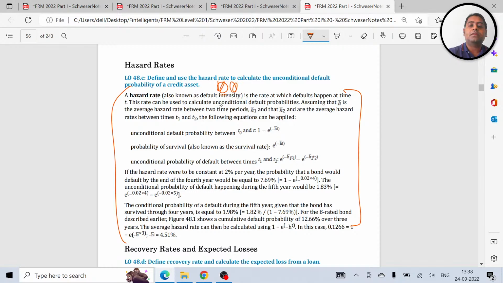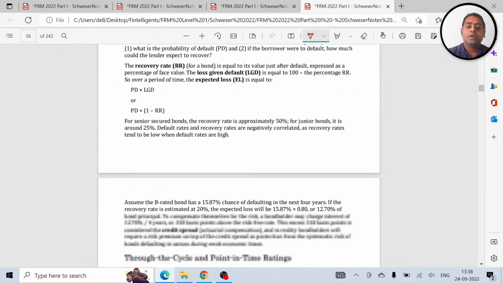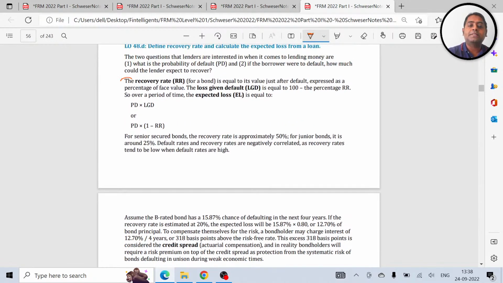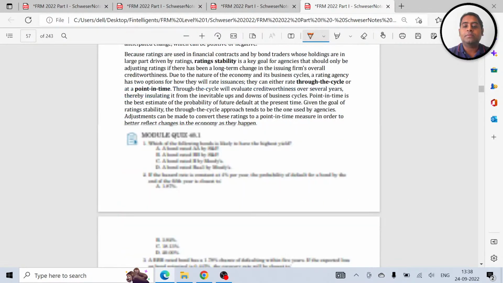Mark this a star. Hazard rate logic. Mark this a star. Okay. Expected and unexpected loss. This part is connected to expected loss, which is also covered in another chapter. So not very, very important.